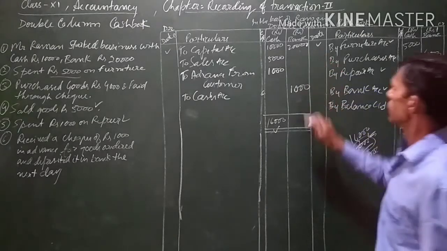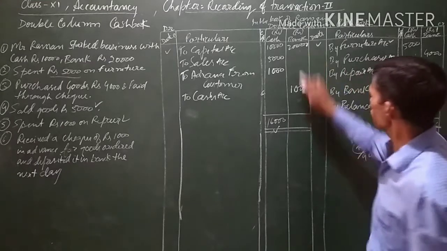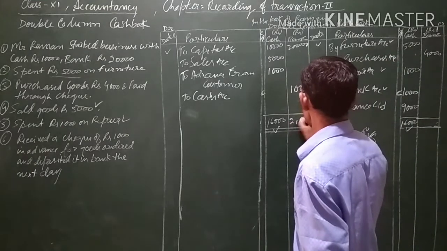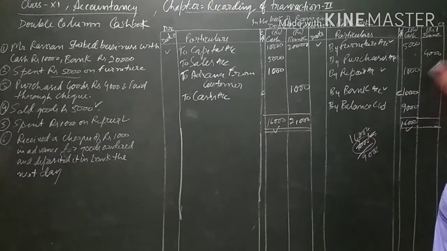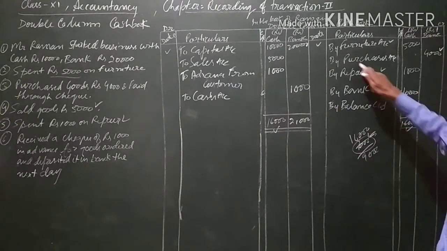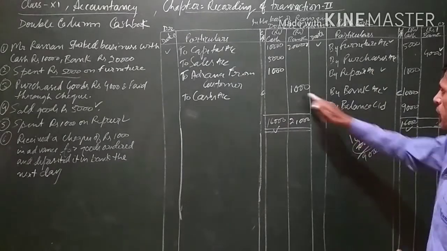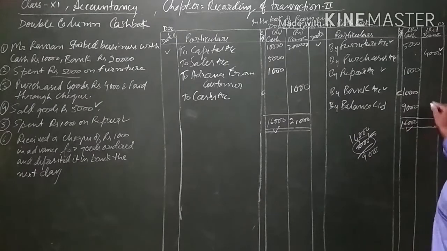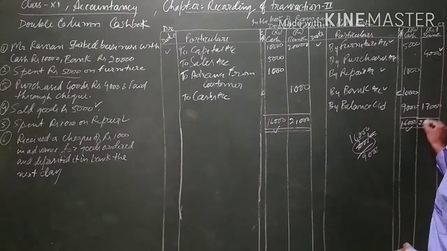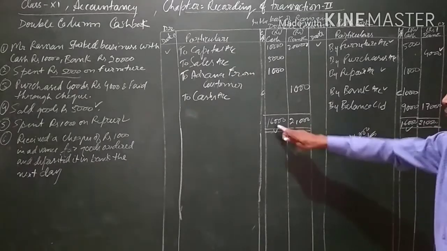Now let us see the bank column. 20,000 plus 1,000, 21,000. This is the 21,000 bank balance which we have, and out of this 4,000 we have spent on account of purchases. So out of 21,000, if 4,000 is gone, 17,000 will be left. So the balancing figure for the bank column will be 17,000. Now here again we will write 20,000, 21,000.